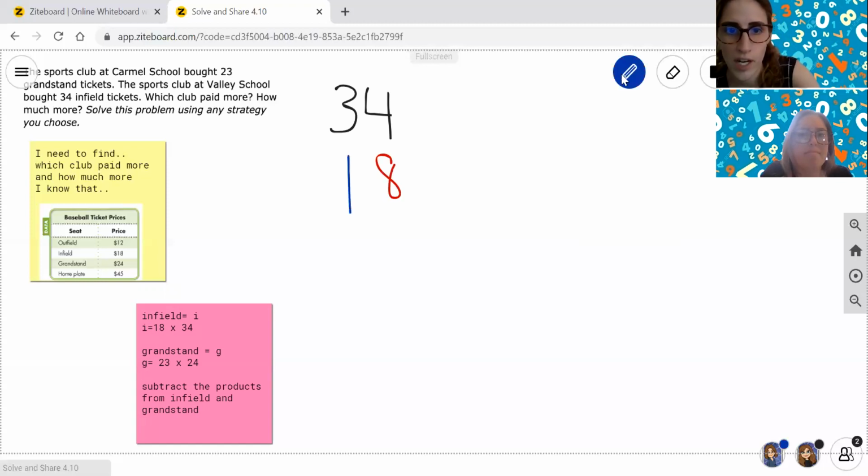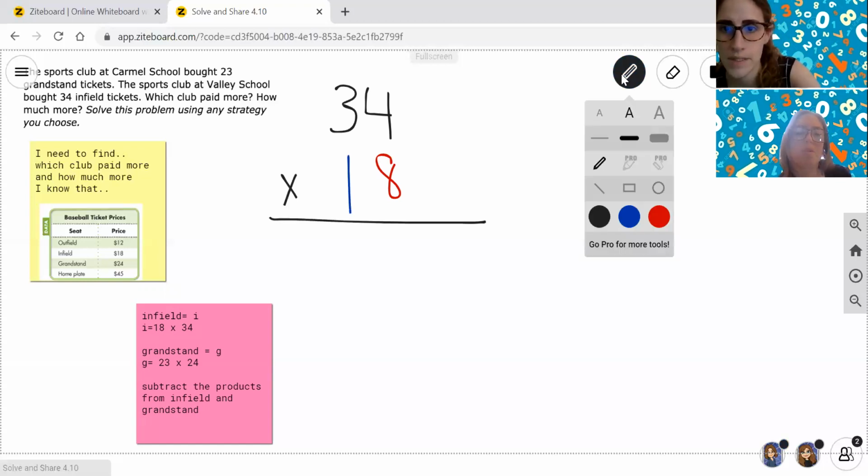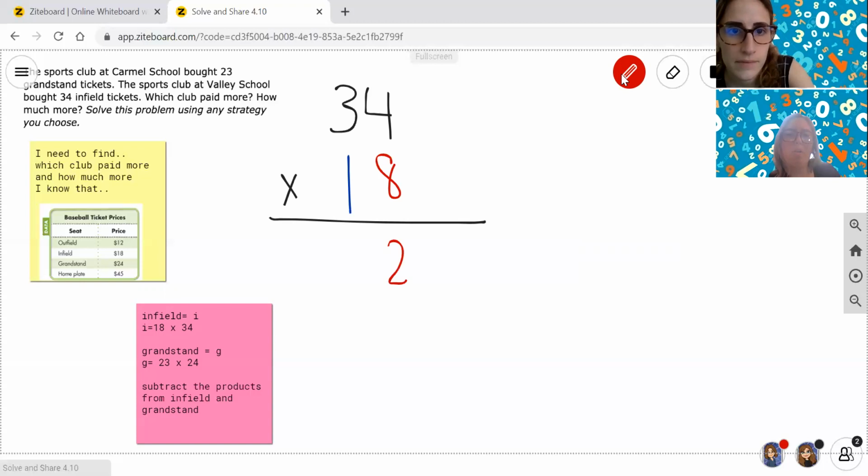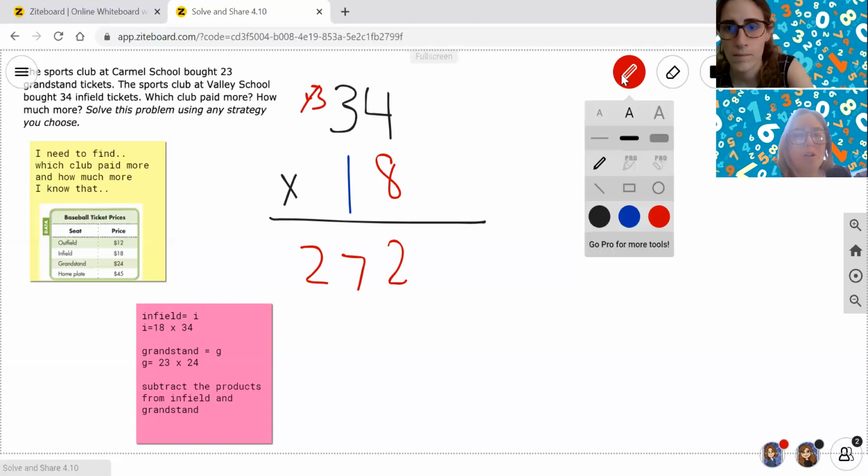I'm just going to do different colors so we can see our steps. If we start with 8, we're going to do 8 times 4, and 8 times 4 is 32. So I would record my 2 ones, regroup my 3 tens. Then I can multiply 8 times 3, which is 24, plus 3 more is 27.